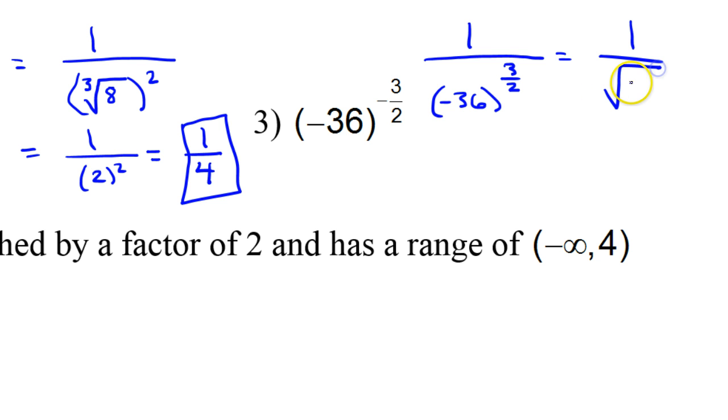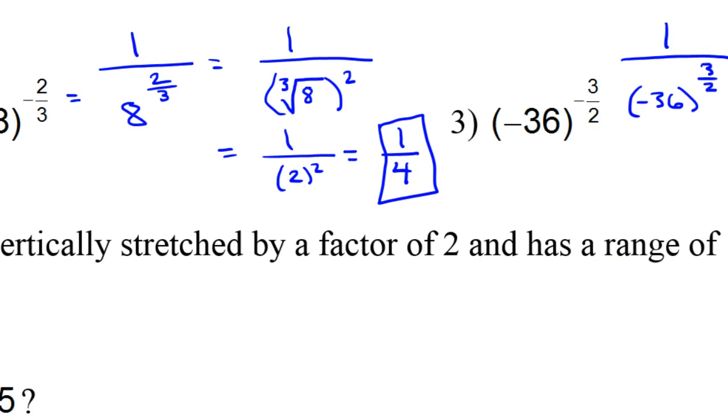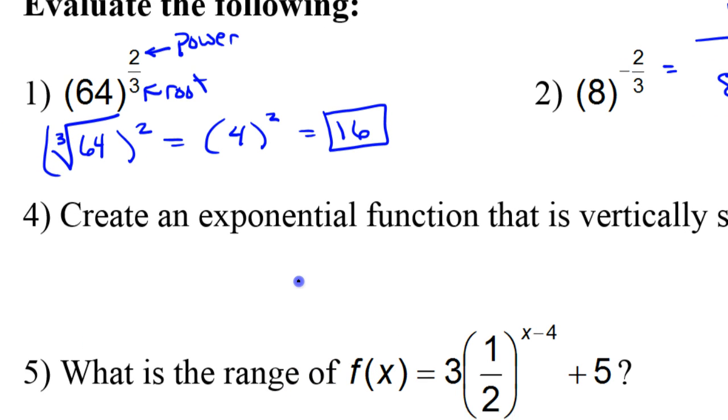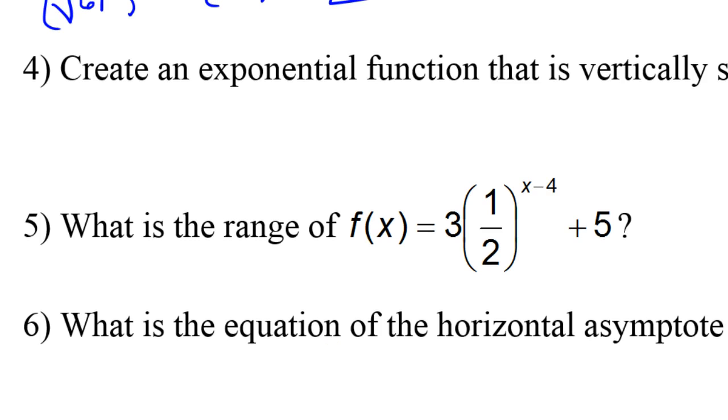So I've got the square root of negative 36. And then that's going to be raised to the 3rd power. But the square root of a negative number is imaginary. So we're just going to stop there and just say no solution. We're not going to deal with imaginary for this unit, so we'll just stop. So that's a little review of rational exponents. We need that because they come up.